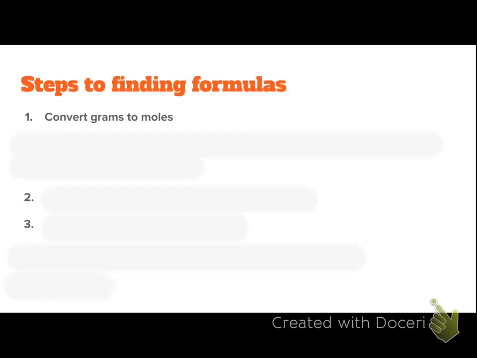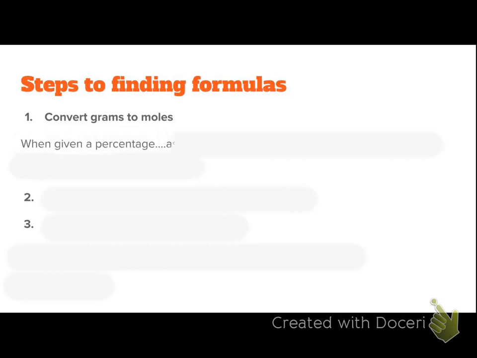All right, so the steps to finding the formula. So we're going to start out doing the empirical, and then we'll move to the molecular. But you're still going to have to go through these steps for both of them. So step number 1 is converting grams into moles. So you know how to do that. You've already done your previous quizzes. If you're given X number of grams of carbon, divide it by your molar mass, and you'll be left with the moles, making sure our units cancel.